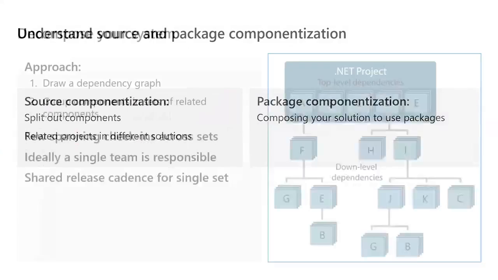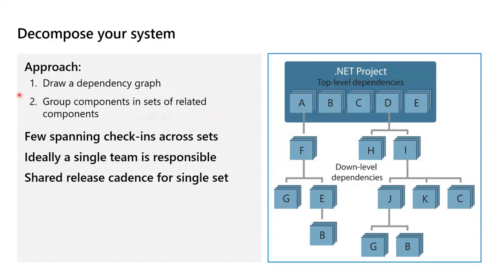So how can we decompose our system? We can draw a dependency graph, such as the top level dependencies and the down level dependencies. You can draw a dependency graph and group components in sets of related components. And you can use pattern check-ins across sets. Ideally, a single team is responsible, and you can share a release cadence for a single set.